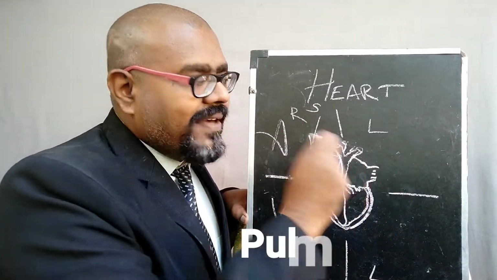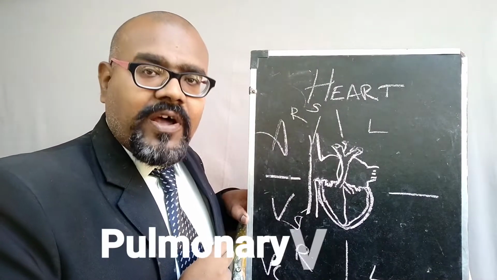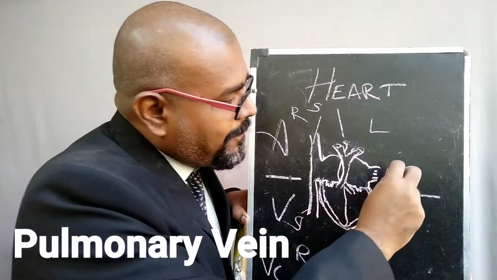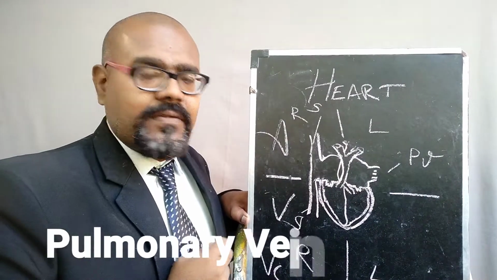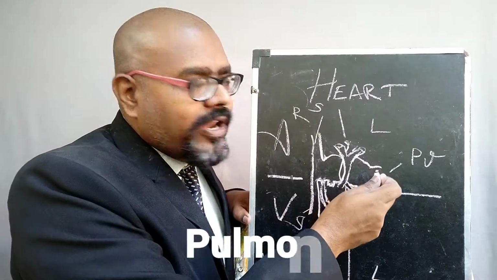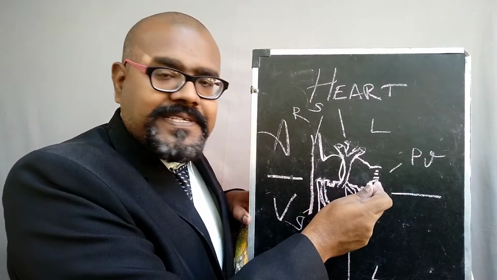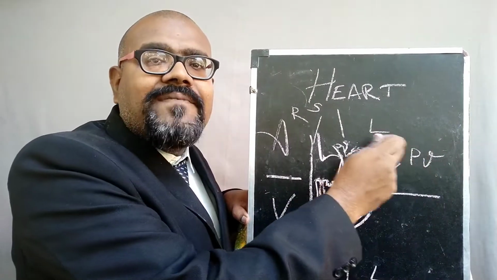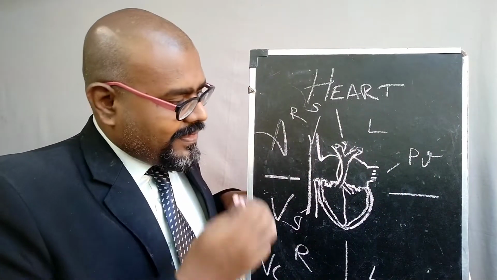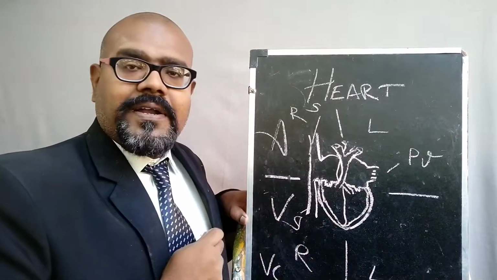Then come to the left auricle. In the left auricle we have the pulmonary vein. It is exactly 4 in number. The 4 openings are present, and these 4 openings are called the pulmonary veins, present in the left auricle. Then come to the ventricle part.